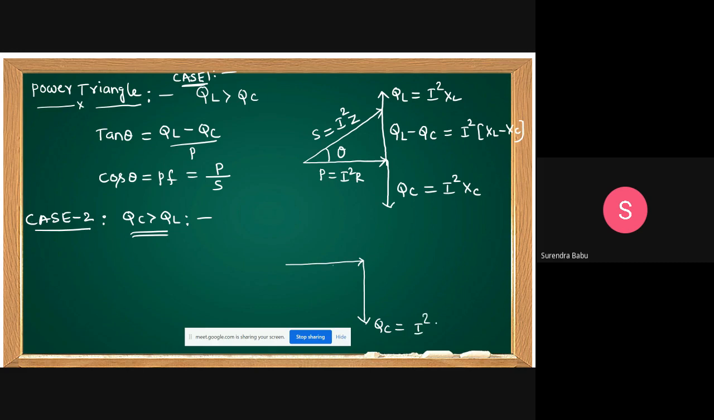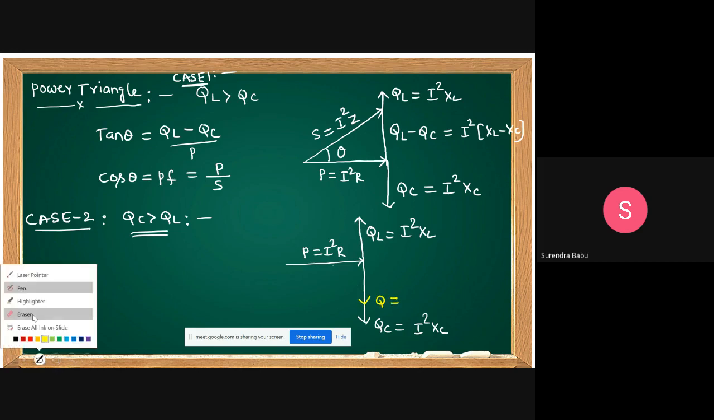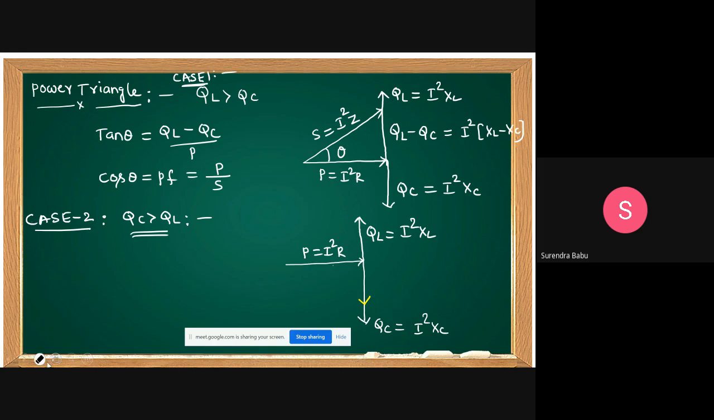QC equal to I square into XC. And this is the QL, the small vector. This is I square into XL. This is P equal to I square into R. The resultant Q is QC minus QL, that is I square into XC minus XL.